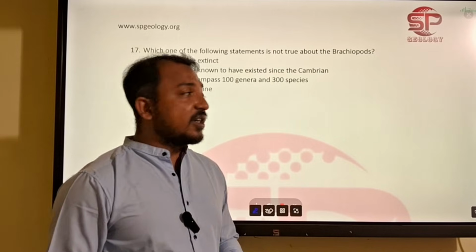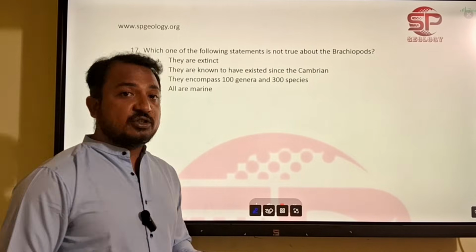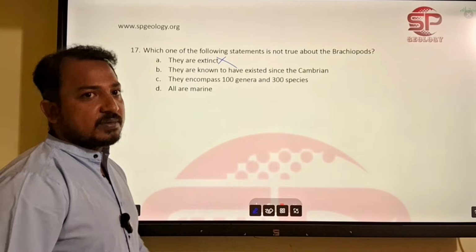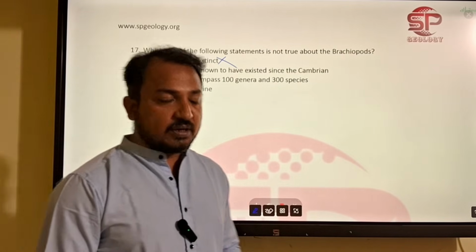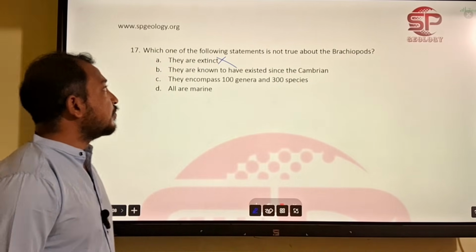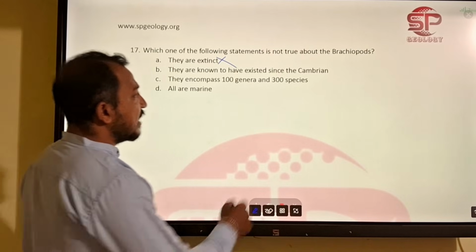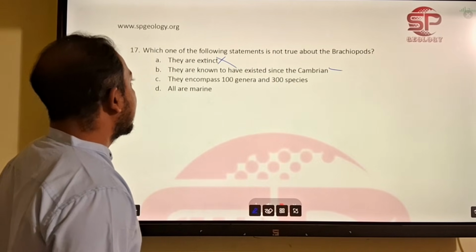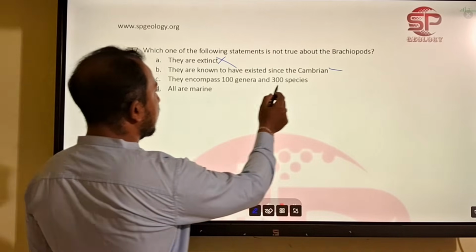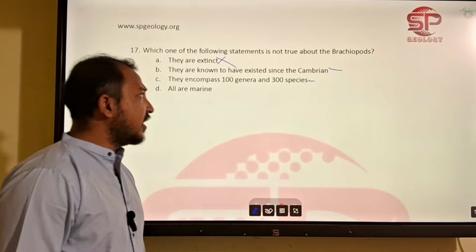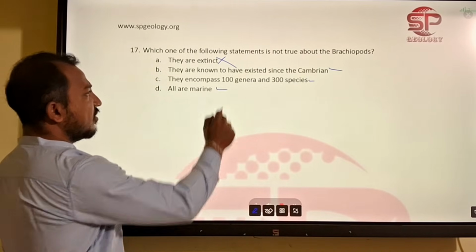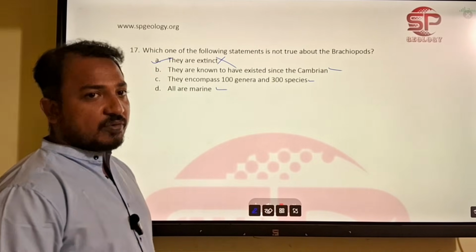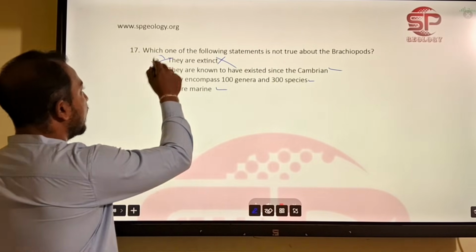Which of the following statements is not true about brachiopods? They are extinct. That is incorrect, because you will still find brachiopods living in the ocean. They are known to have existed since the Cambrian. It is correct, you find brachiopods from the Cambrian till date. They encompass 100 genera and 300 species. It is also approximately correct, and they are exclusively marine. It is also correct. So the statement that is incorrect about brachiopods is that they are extinct. So the answer will be A.